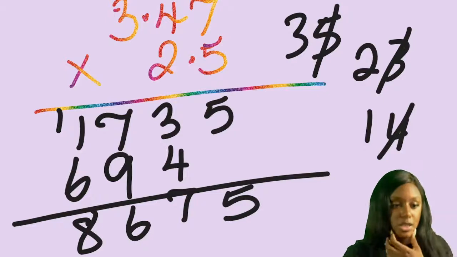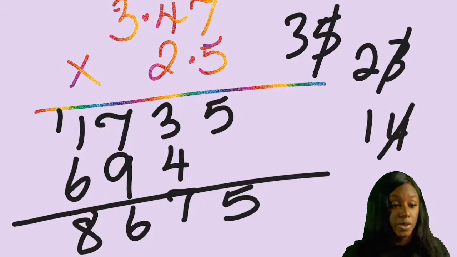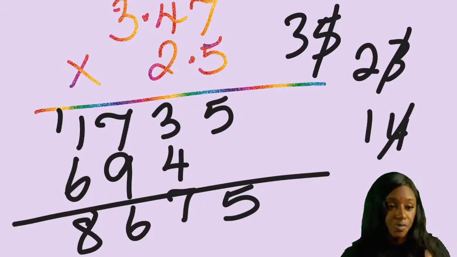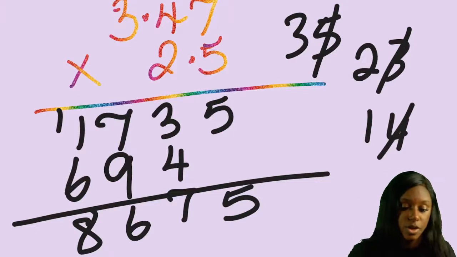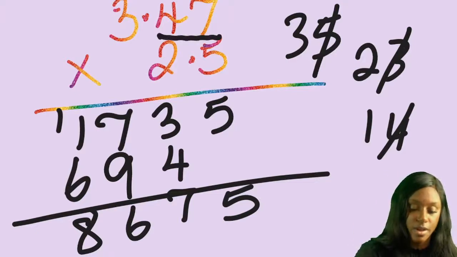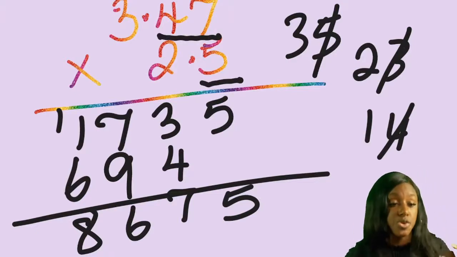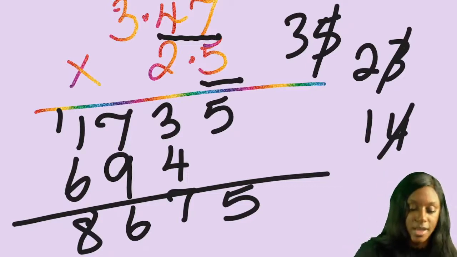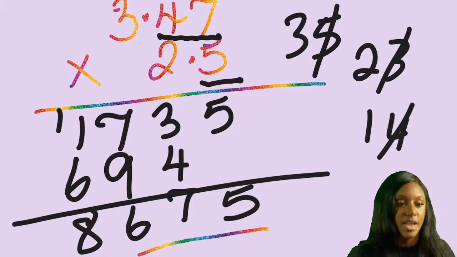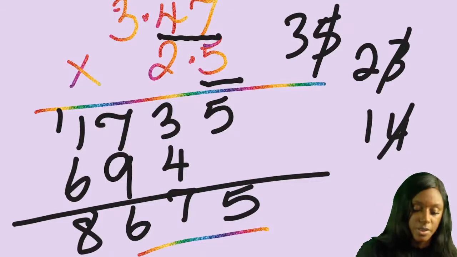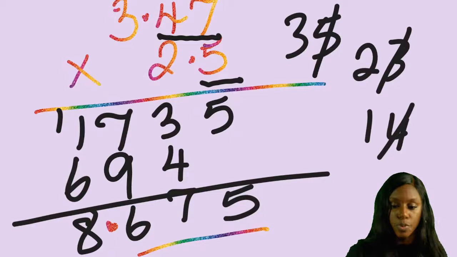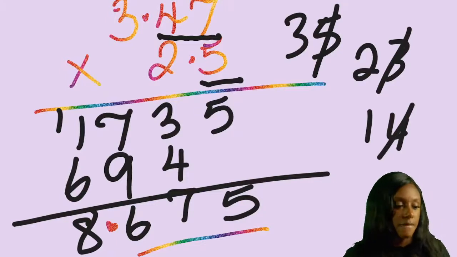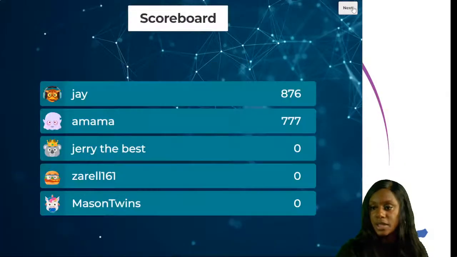Okay, now the question is, where would we place our decimal point? Again, you have to count the number of digits that come after the decimal point in the question. So we have 2 digits here and 1 digit here, so that's 3. So this means that in our answer, we should have 3 digits after the decimal point. So we place the decimal point right here. So the answer is 8.675. Let's get back to the game.